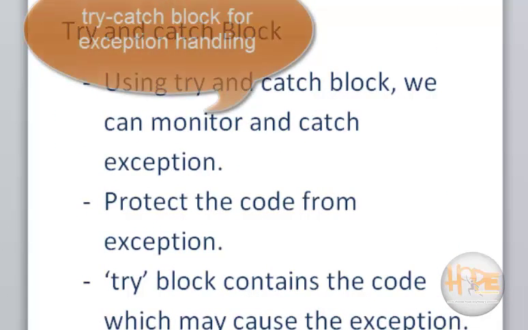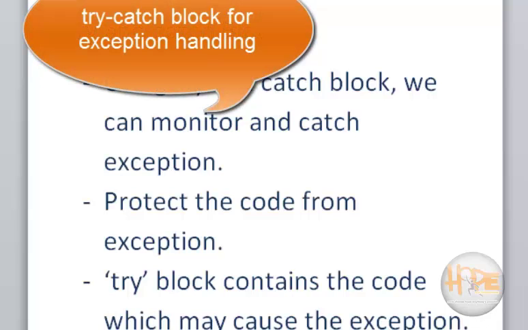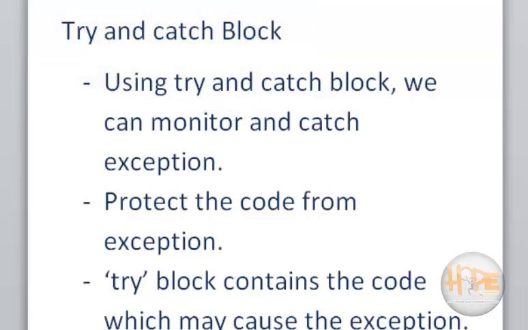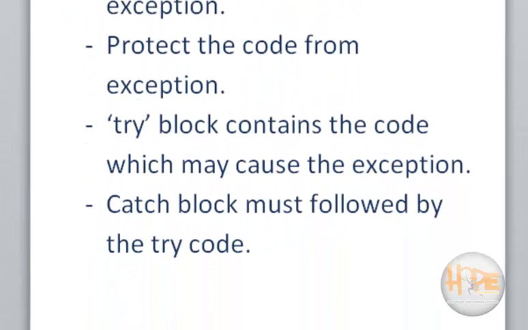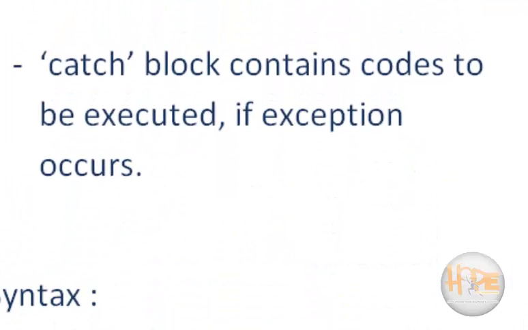Now, let's take a look at the try and catch block, which is a good mechanism for exception handling. Using the try and catch block, we can monitor and catch exceptions. So we can protect our code from exceptions and the program can run smoothly without any error. The try block contains the code which may cause the exception. The catch block must be followed by the try block. The catch block contains code to be executed if an exception occurs.